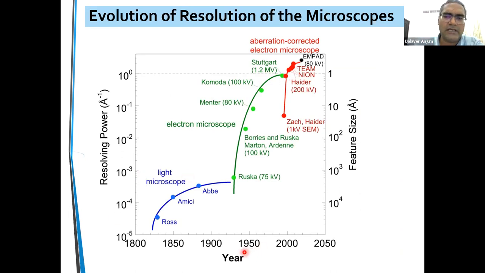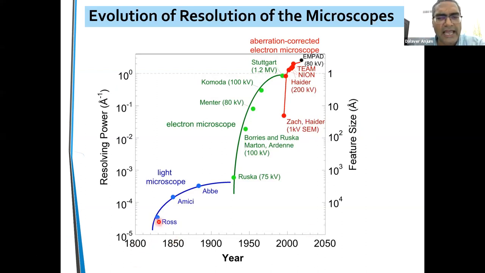I'm showing you two axes. On one side, I'm showing you the resolving power, much like the way we know from when we were students, looking at the Rayleigh criterion. Basically you have two objects: what is the minimum distance that you should have to identify them discretely? That is basically called resolving power. I'm showing it in inverse angstrom. And on this side is the feature size, the smallest feature, which I presented before in the form of the optical microscope formula. So what's the smallest size you can see by using a microscope?